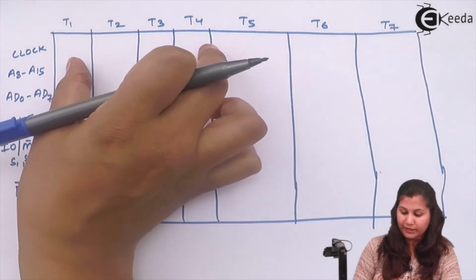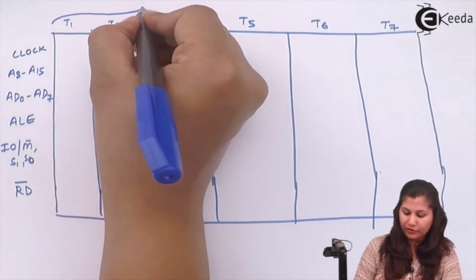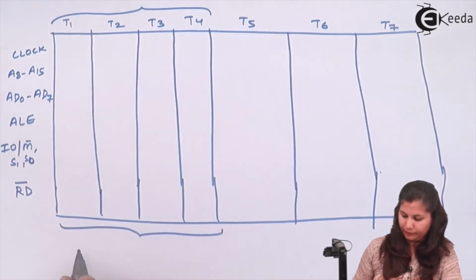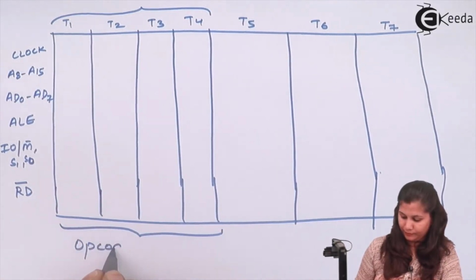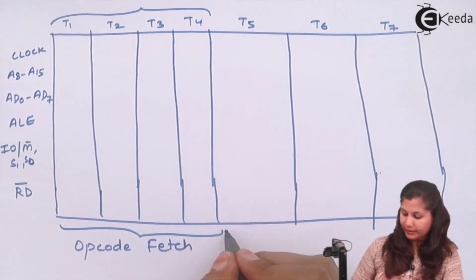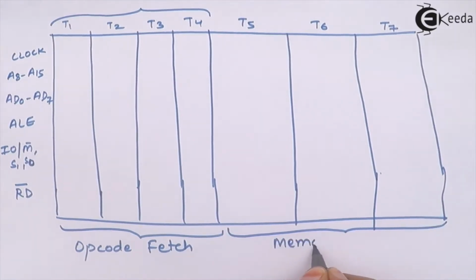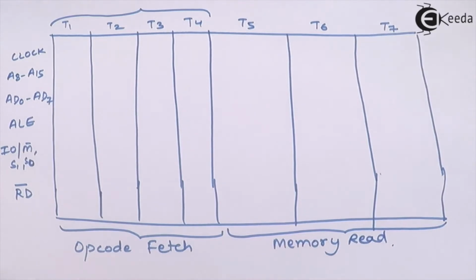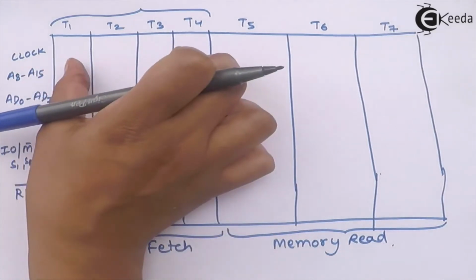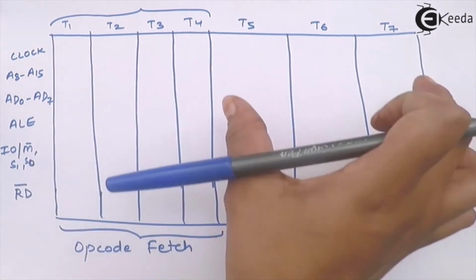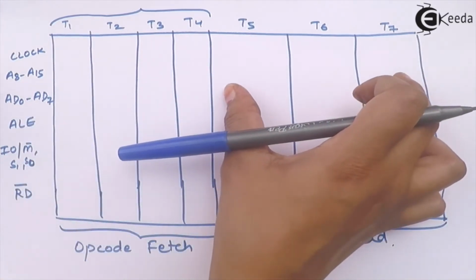Now, the first four T states are for the opcode fetch, and the last three T states are for the memory read. So what you are going to do is first draw the opcode fetch machine cycle. You know the timing diagram for it, and then draw the timing diagram of memory read.